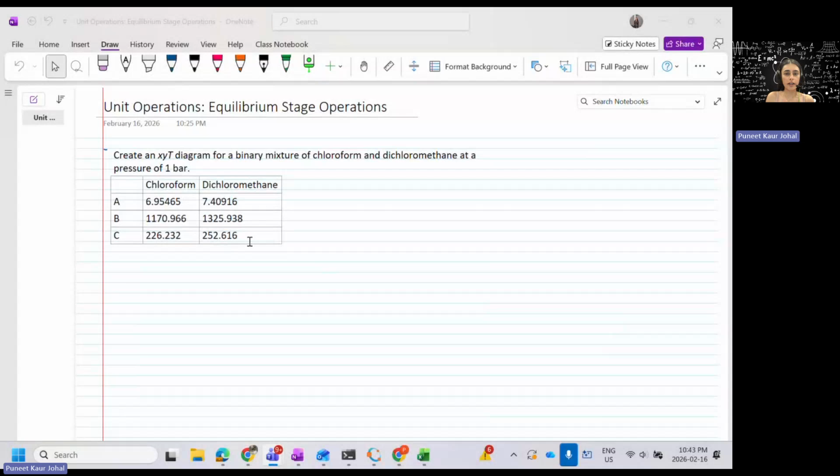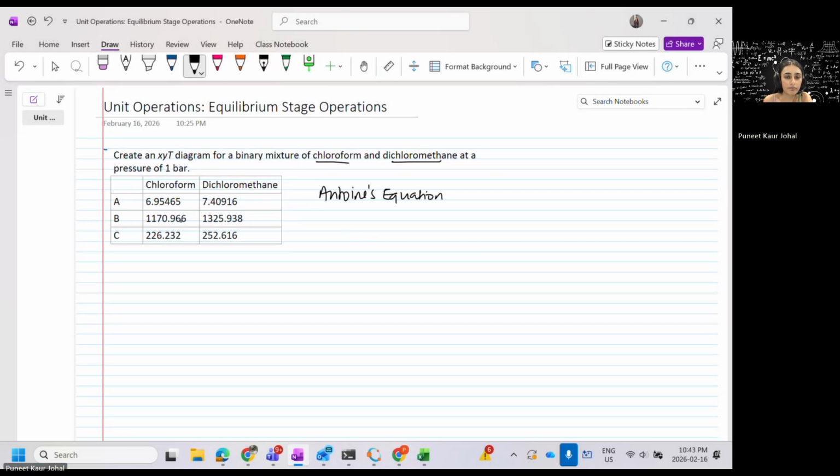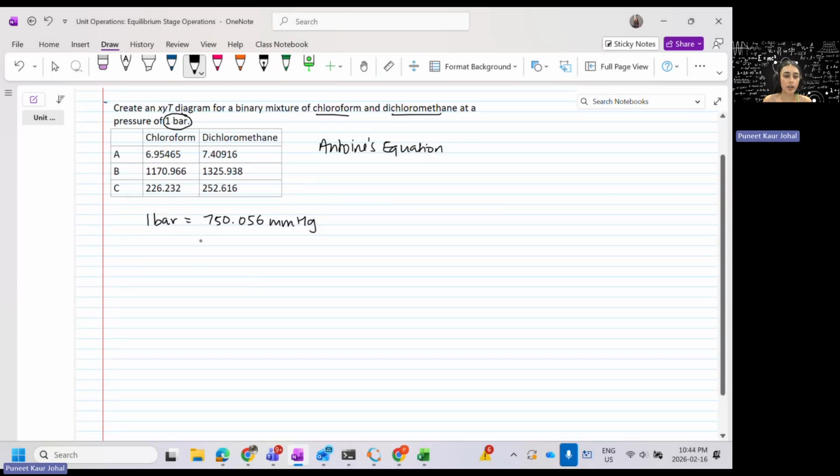So this is the question where we're given the binary mixture of chloroform and dichloromethane. This is the data for A, B, C for the Antoine's equation. We will be using that to figure out the pressures as well as how temperature will relate to them. The idea is the pressure remains constant at 1 bar, which is approximately equal to 750.056 millimeters mercury. And what I am hoping for is an xyT plot.